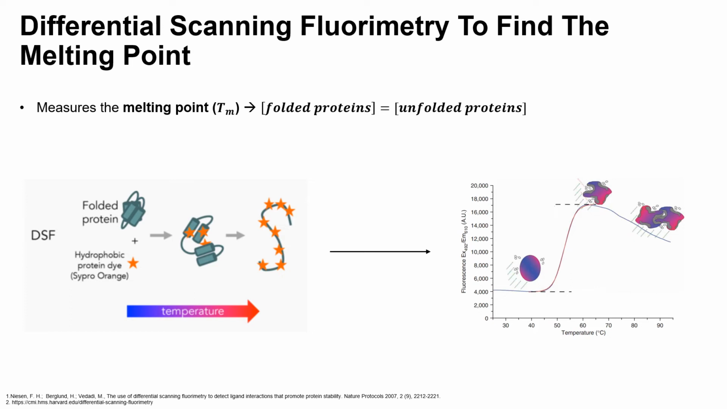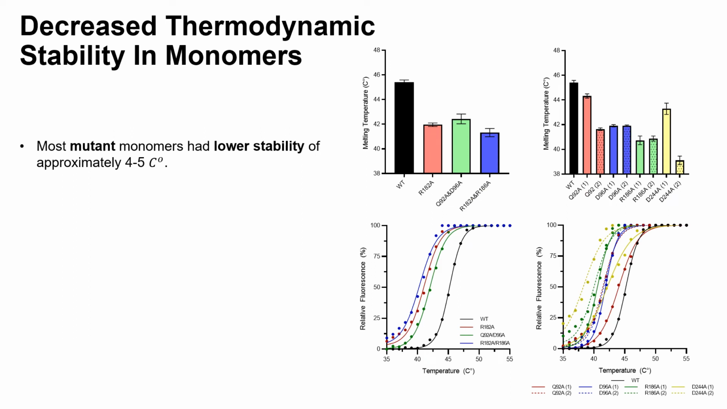Upon binding, the dye is unquenched and fluoresces. The resulting light can be detected and quantified to calculate the melting point and to monitor the transition of proteins from the folded state to the unfolded state. The mutant monomers were found to have a lower stability than the wild type. As shown in the transition curves below, the transitions of the monomer mutants were much earlier compared to the wild type. The mutant monomers had a lower melting point of about 4 to 5 degrees Celsius compared to the wild type.